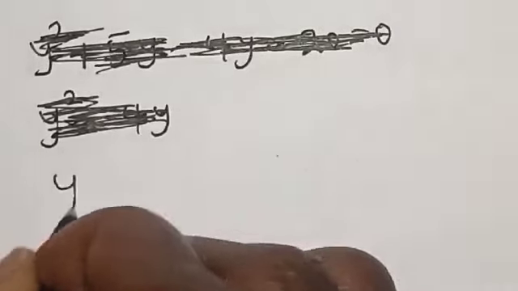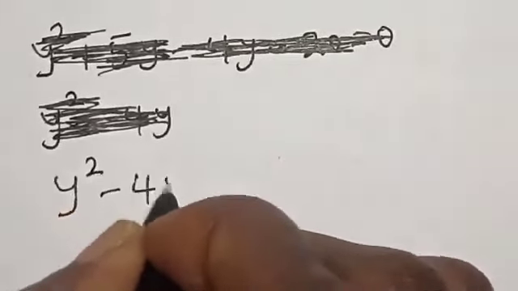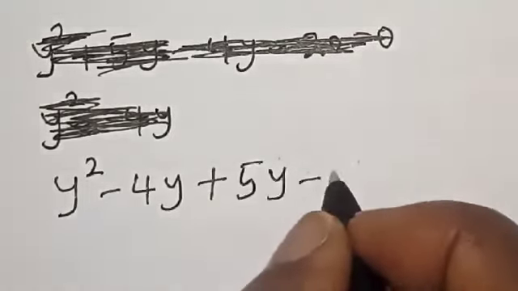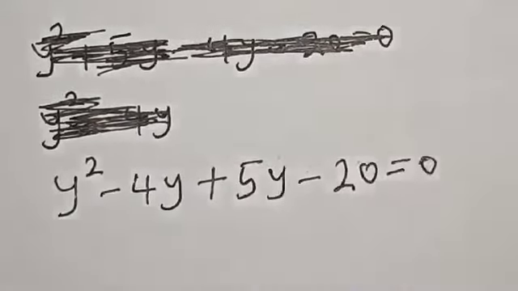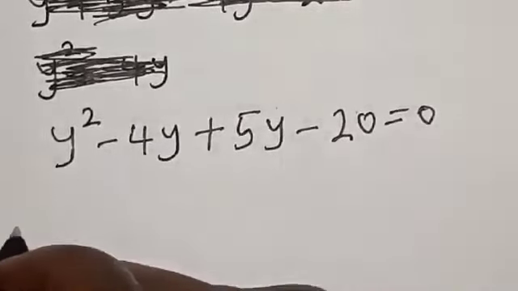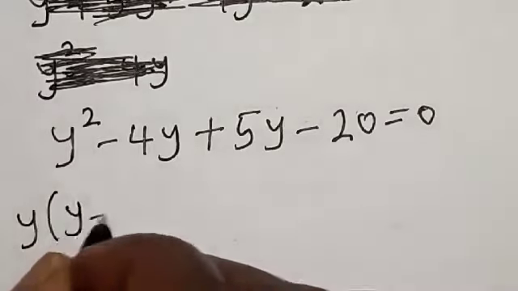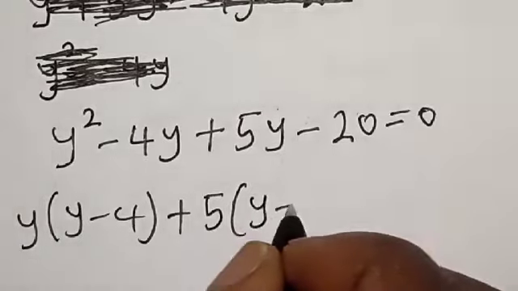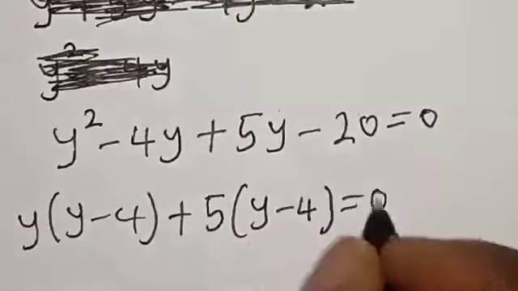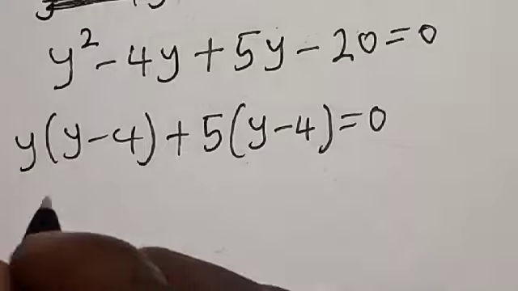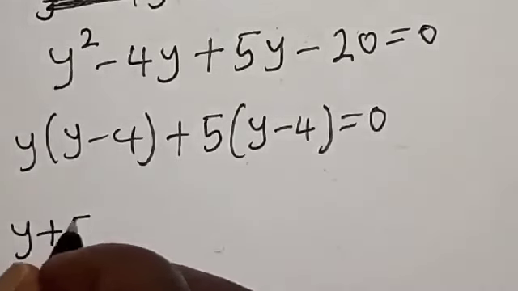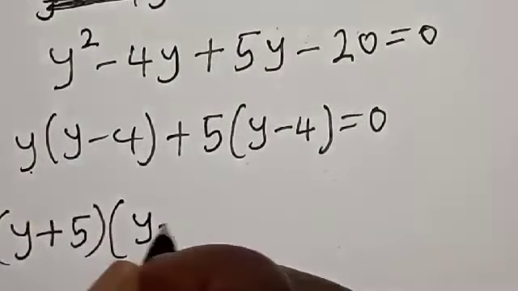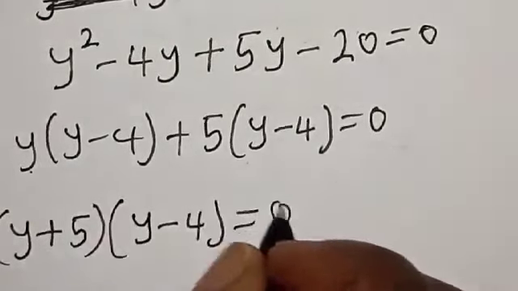Now we have y squared minus 4y plus 5y minus 20 is equal to 0. Then y into y minus 4 plus 5 into y minus 4 is equal to 0. We have y plus 5, multiplied by y minus 4 is equal to 0.